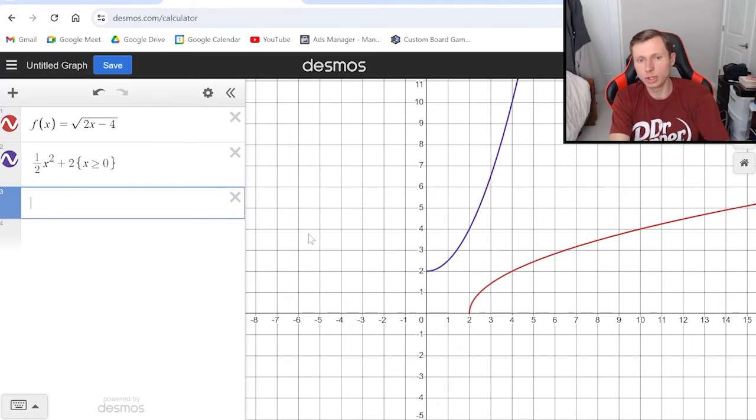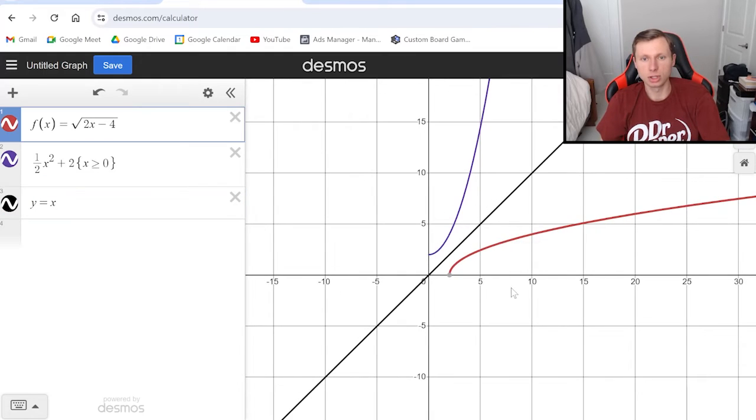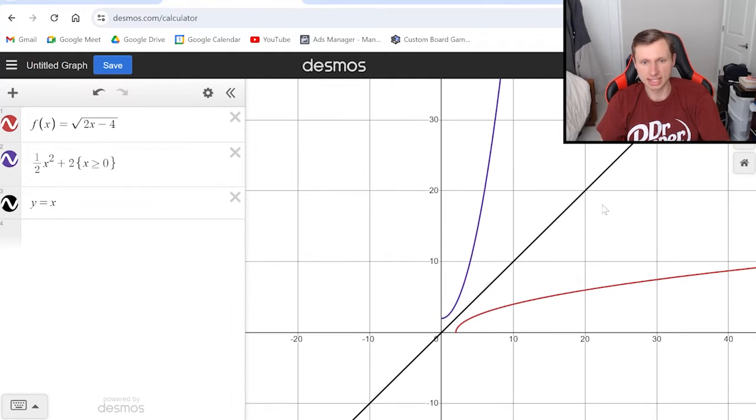But the one thing I do want you to notice is that it is perfectly symmetrical along the line y equals x, which is what all inverse functions have in common. And so do you need to know how to graph this? No. Do you need to know how to do the domain restriction? Probably not.